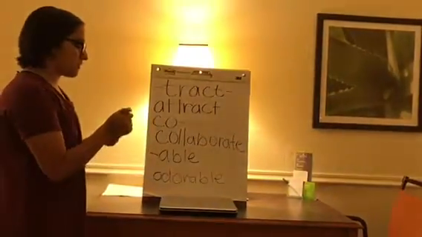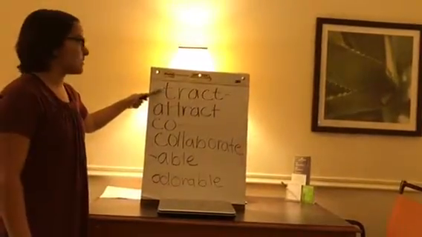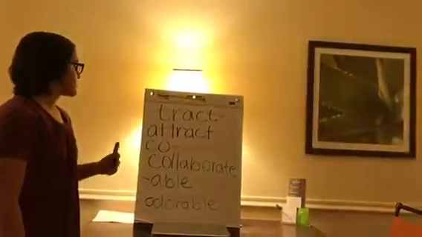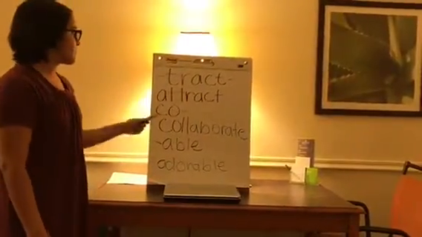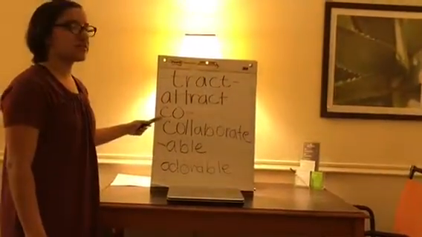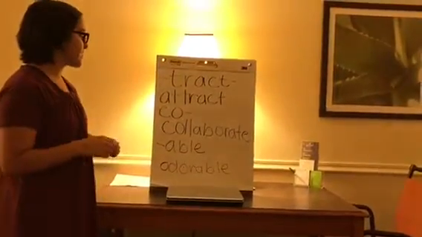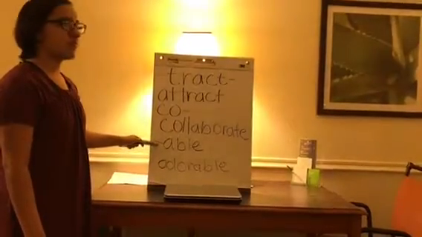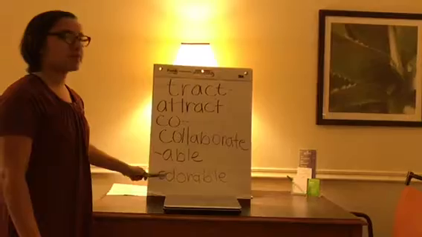So let's go over these examples. Tract is our root word. Attract is our example. And tract means to pull or drag. Co is our prefix. Co means together. Our example is collaborate. Our example for suffix is able. Able means worthy of doing, and our example is adorable.